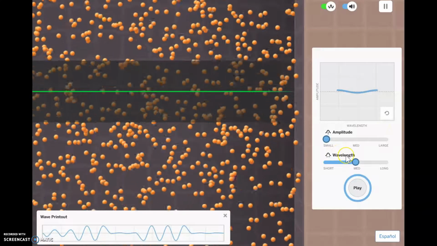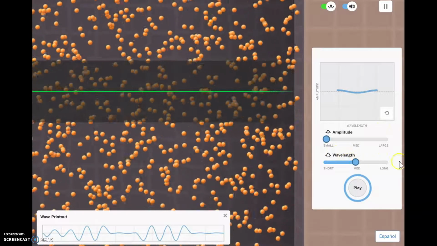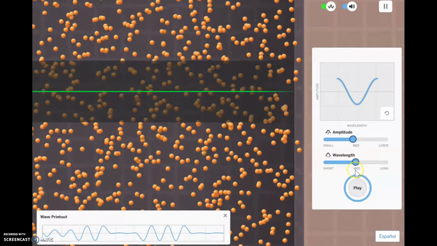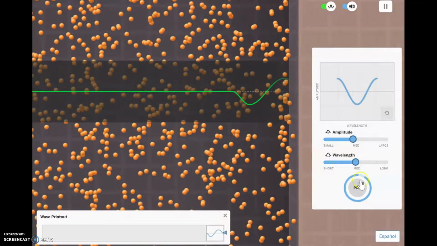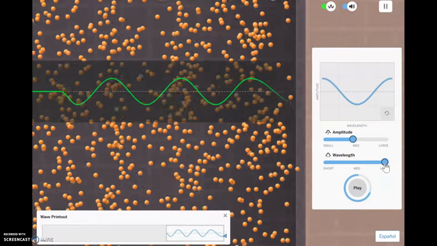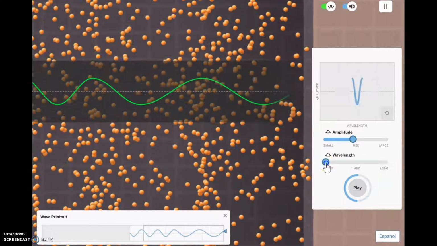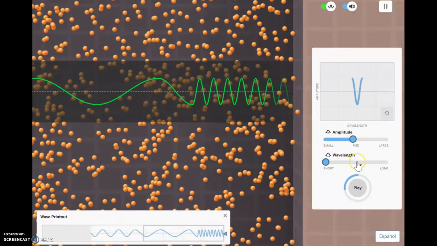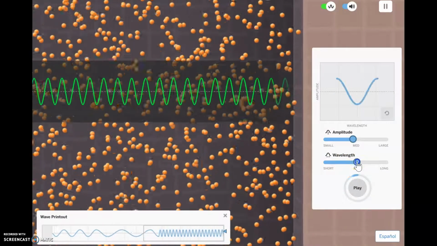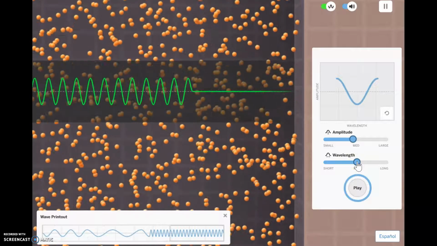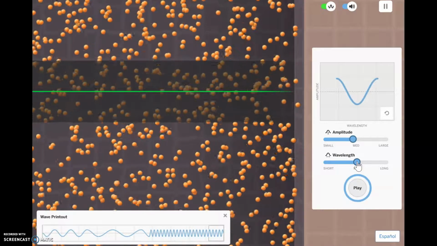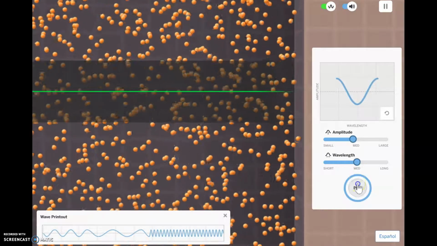All right, let's see if we can figure out what wavelength is by playing around with this bottom slider. Okay, did you figure out what wavelength is? Let's try that one more time to be sure.